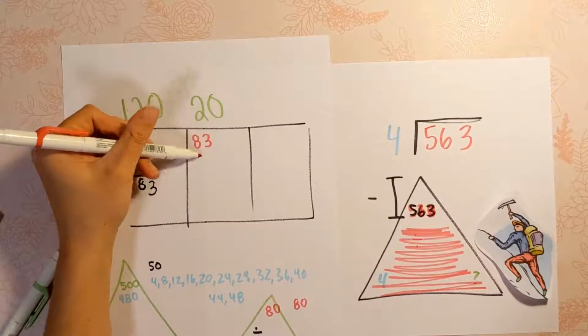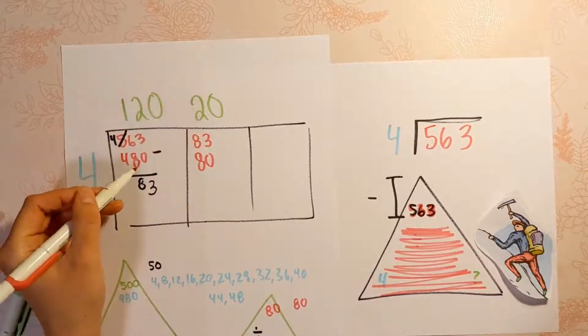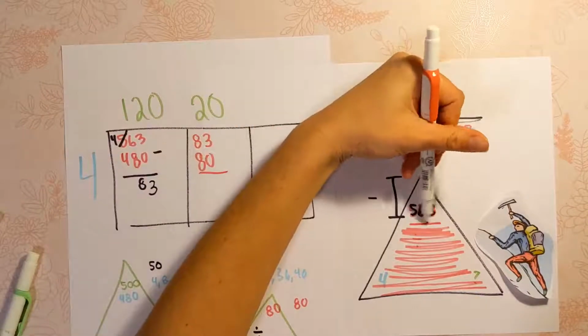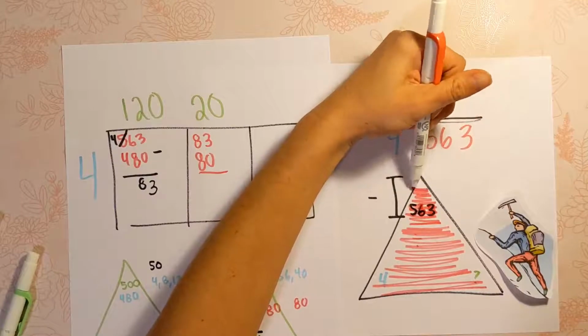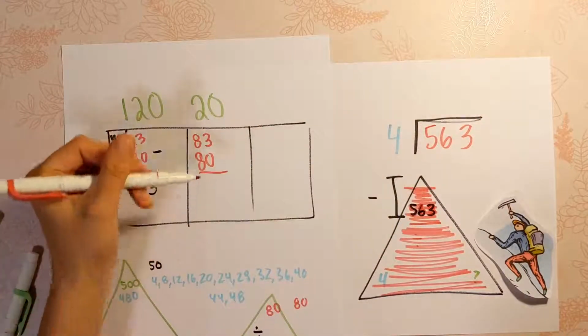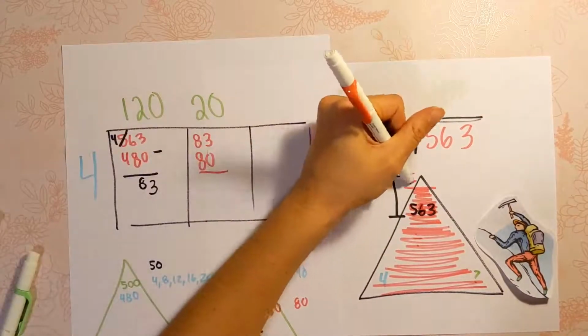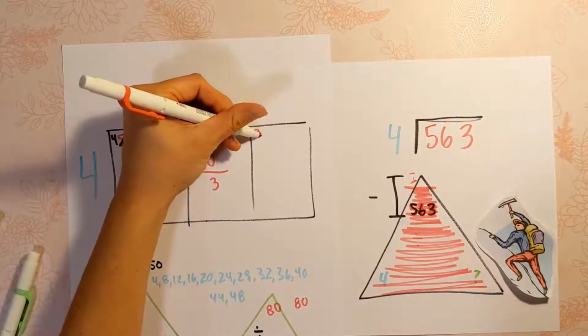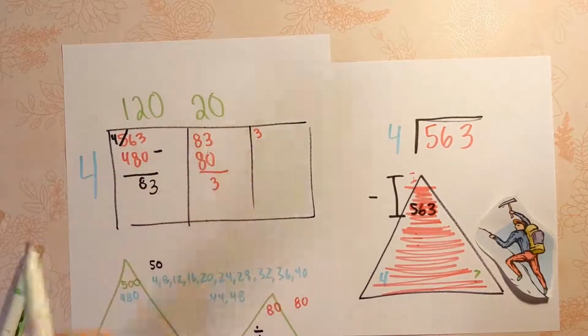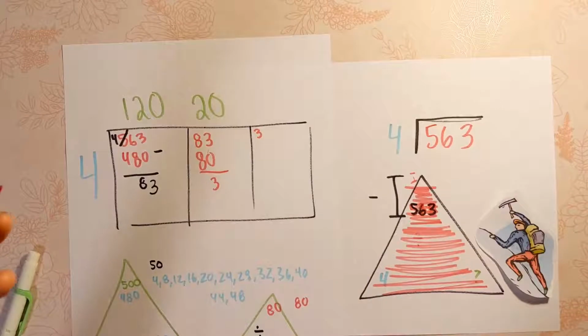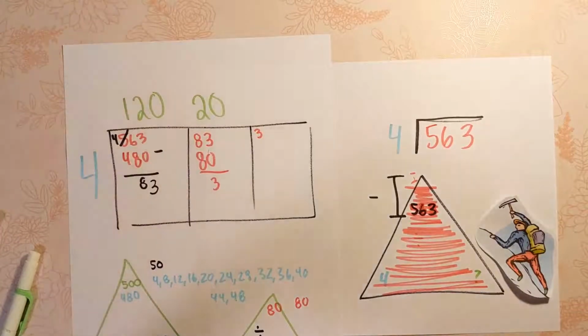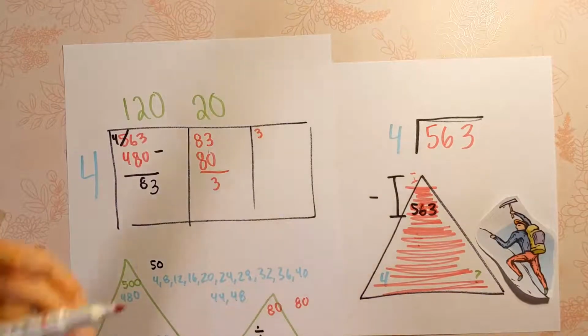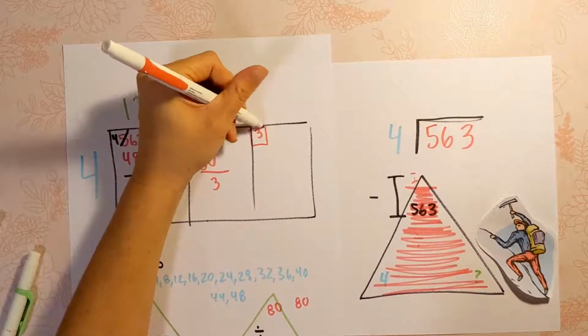That's going to get us quite a ways. We've already chipped away 480, and then we chipped away another 80. We are basically at the top. We are like that far away. How much further do we have to go? 3. Awesome. So we got 3 left over. Great. Okay, 3 divided by 4. What? That does not make sense, does it? Doesn't make sense at all. You can't do it. So this means this is left over.